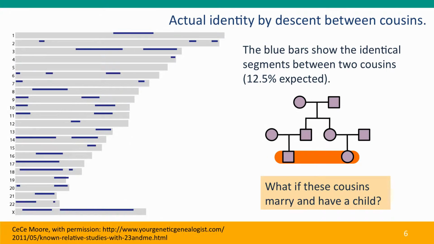Now here's the same sort of diagram, this time for cousins. And the dark blue bars show the identical segments between cousins. Here, as I said, we expect about 12.5% to be identical, and to a first approximation, that's about what we see. The question I want to raise is, what if these cousins were to marry and have a child?